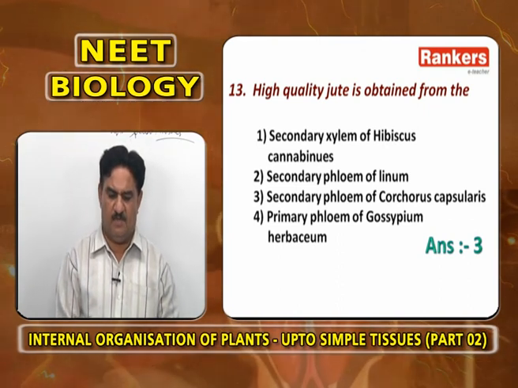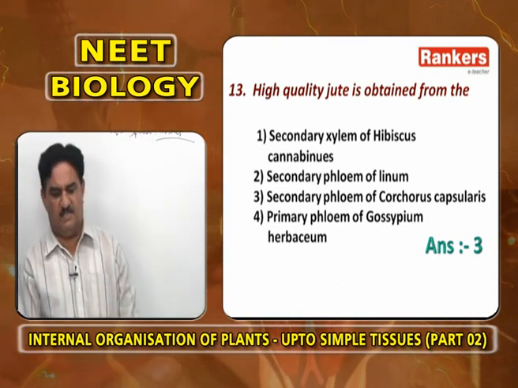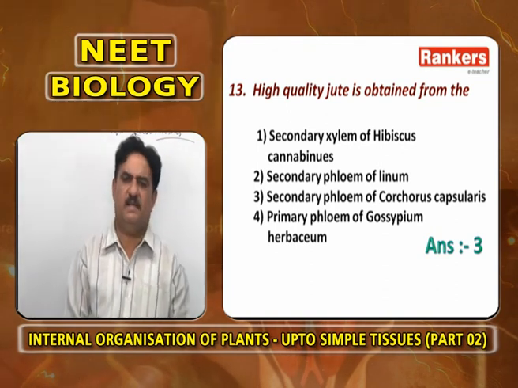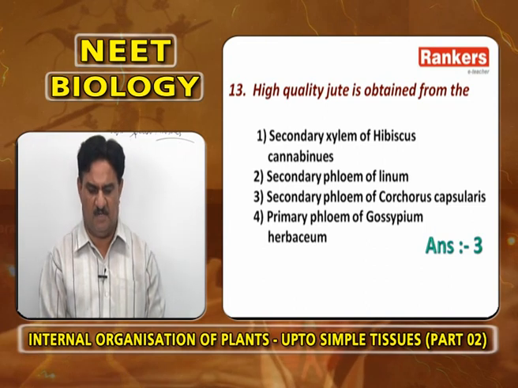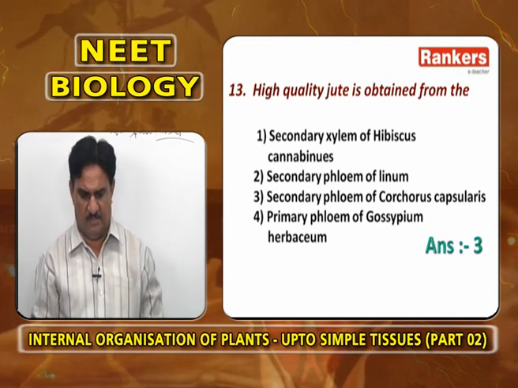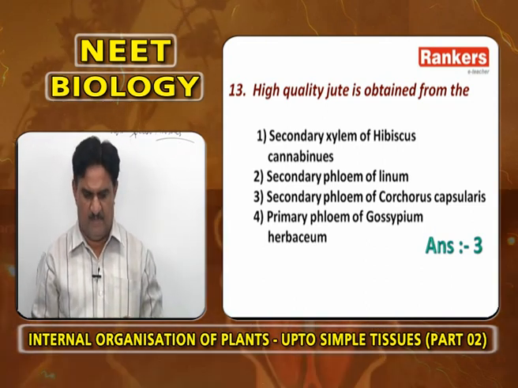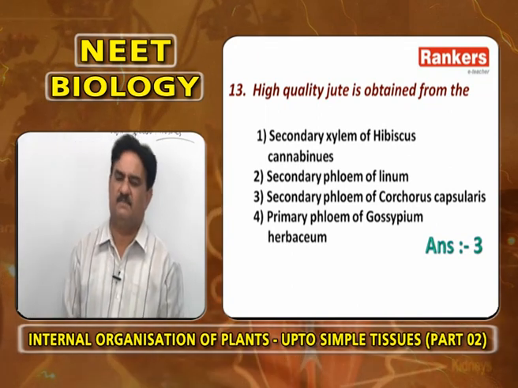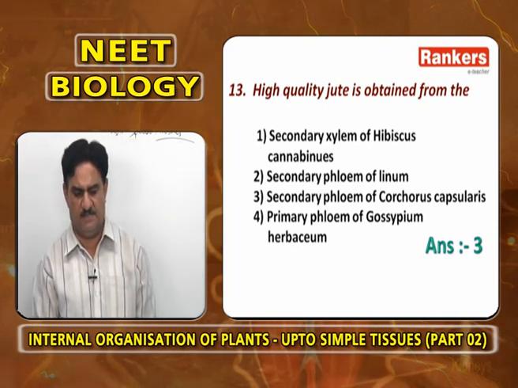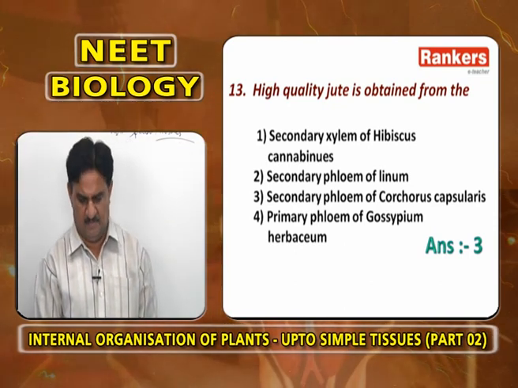Primary phloem of Gossypium herbaceum is wrong. In Gossypium herbaceum, the useful part is epidermal hair of the seed coat. Testa of the seed coat becomes cotton, not primary phloem. So, high quality jute fiber is obtained from secondary phloem or bast fibers of Corchorus capsularis. So, answer is third one.